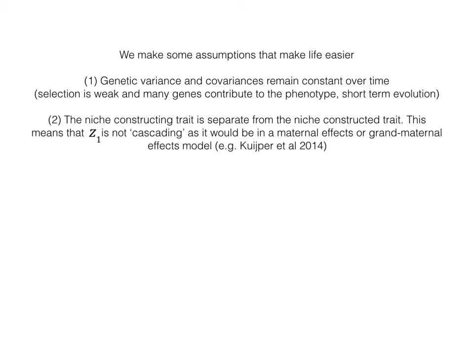We're also assuming that the niche constructing trait is separate from the niche constructed trait. So I mentioned a conceptual reason for doing this earlier on, and this is the mathematical reason. When we separate these things, it means that Z1, the phenotype, is not cascading as it would be in a maternal effects or a grandmaternal effects model. And you can read a little bit about the issues with cascading inside those models in this Kuijper et al. 2014 paper, if you're interested in that, that's a maternal effects model. And I assume that relatedness is constant over time.